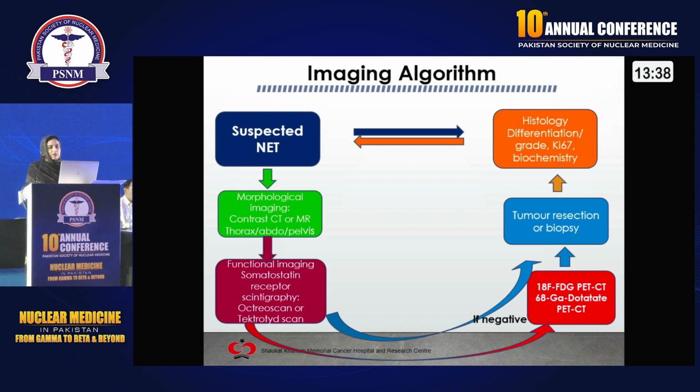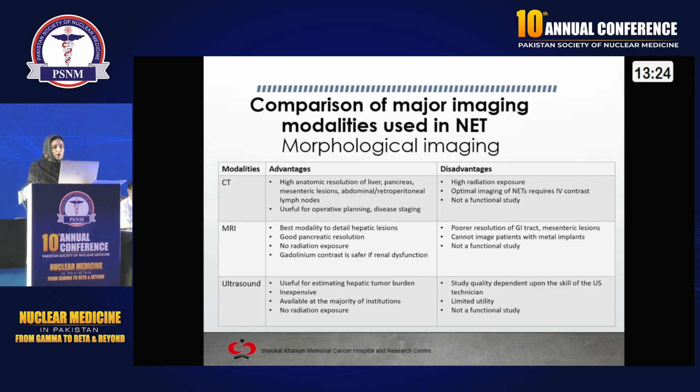So, the imaging algorithm. For a suspected NET, they generally tend to have morphological imaging followed by functional imaging, and tissue resection or biopsy. It can go the other way around as well sometimes. In the interest of time, I'm not going to go into much detail, but radiological imaging is very much involved in the initial diagnosis and sometimes in follow-up. These neuroendocrine tumors are arterially enhancing, so when you request imaging, you should ask for triple phase.